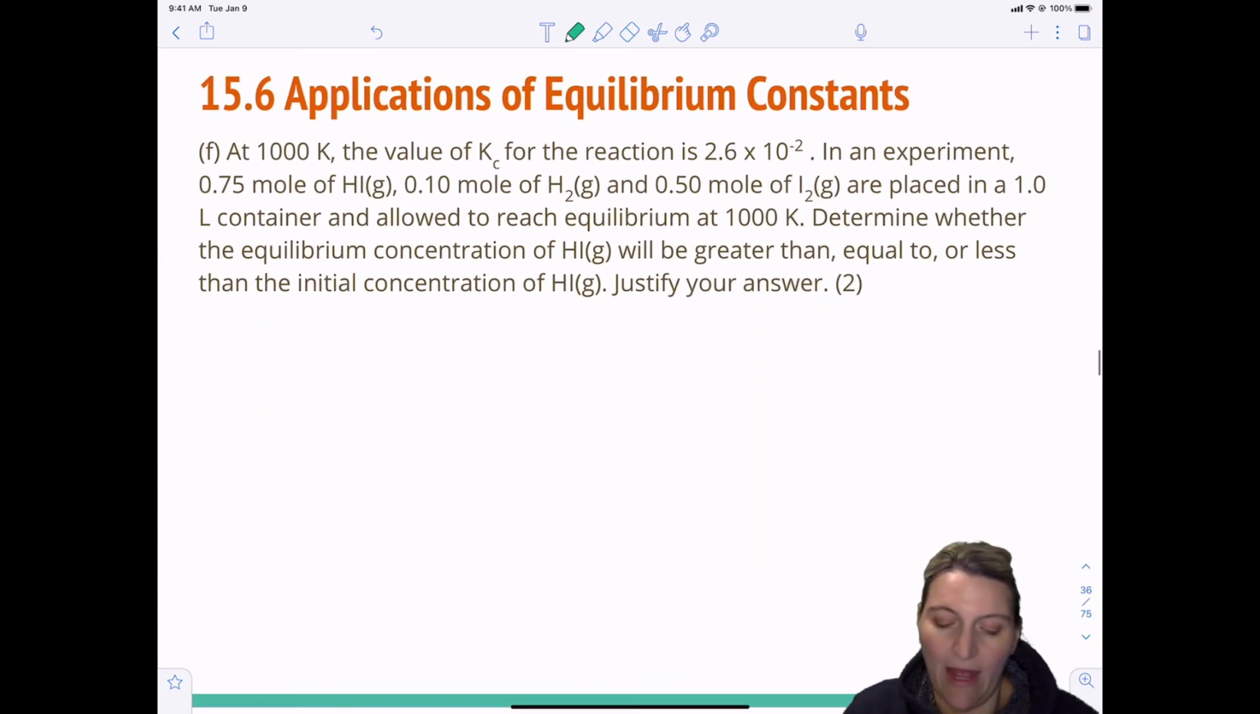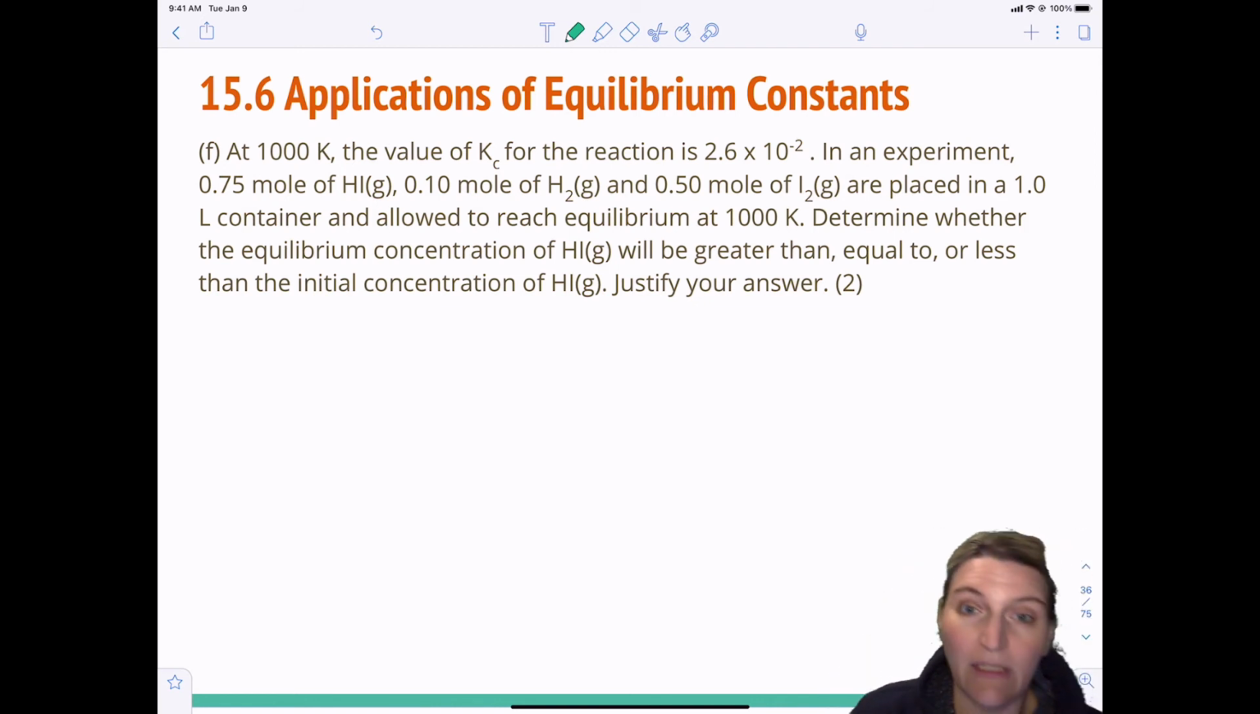Part F. At 1,000 Kelvin, the value of Kc is 2.6 times 10 to the negative 2. So remember, Kelvin, or the temperature, is what can change the equilibrium constant. So this is like a whole different scenario here. We're taking 0.75 moles of HI, 0.1 mole of H2, 0.5 moles of I2. We're placing it in a container, allowing it to reach equilibrium. And now we have to determine which way the equilibrium will shift in order to reach equilibrium. So determine whether the equilibrium concentration of HI is greater than or less than the initial. So that's how the question is asking us that.